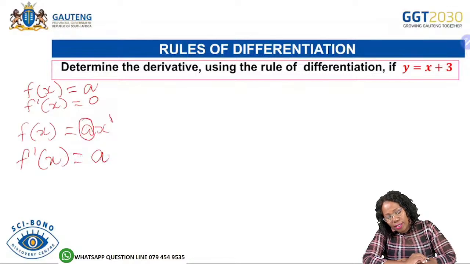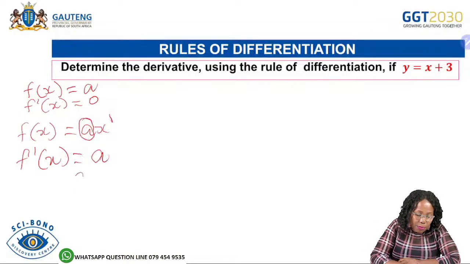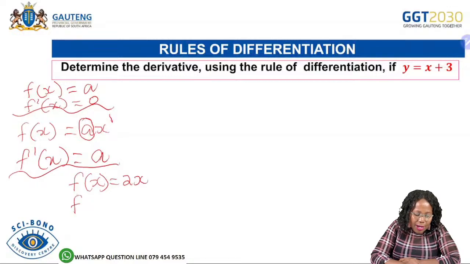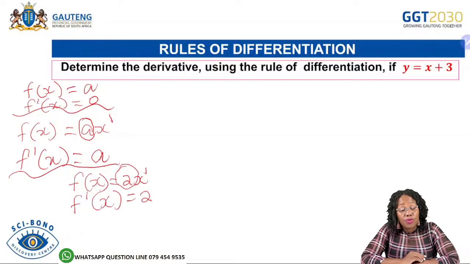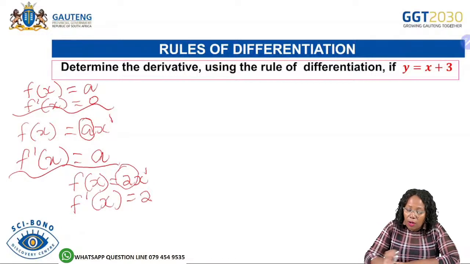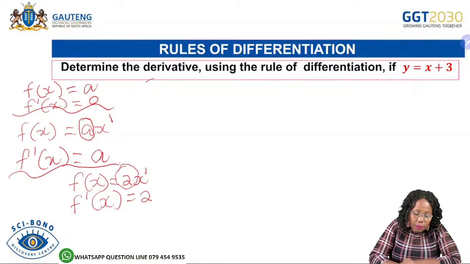Can you see that? If I'm having, for example, f at x equal to 2x, that means my derivative, to the mere fact that this is x to the power 1, the answer will be a coefficient of which is 2. Okay, now let's take our problem now.